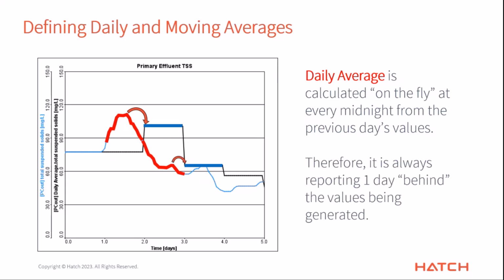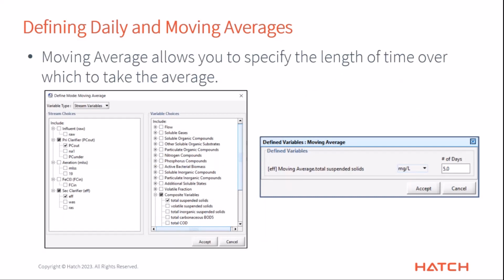So in this way, it's always reporting the previous day's daily average, right? It's kind of looking backwards, and it calculates at midnight whatever the previous day was. The moving average is a similar kind of thing, but it allows you to specify the length of time over which you would like to take the average. And it is also a moving window as well, so it's not just once every midnight.